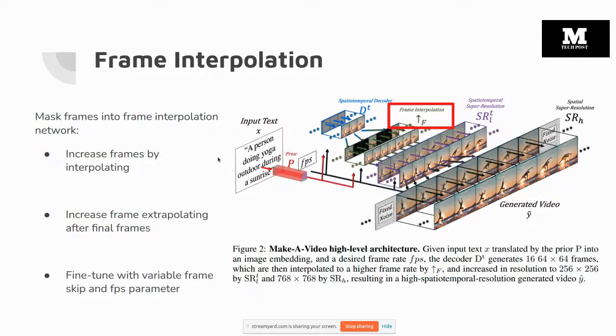And then, as I was mentioning before, we need some sort of frame interpolation, because if we want a video of many frames, 16 frames will not be enough. We want a longer video. So we need this network that is basically increasing the number of frames by interpolating. And they do this by masking some of the frames. And this will help the model to learn how the video is basically flowing and to increase the number of frames.